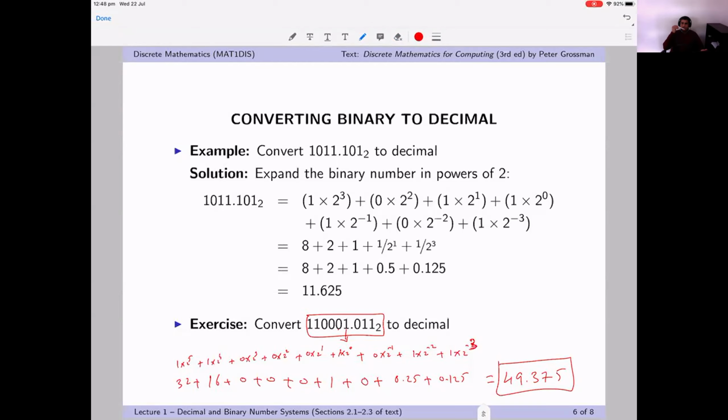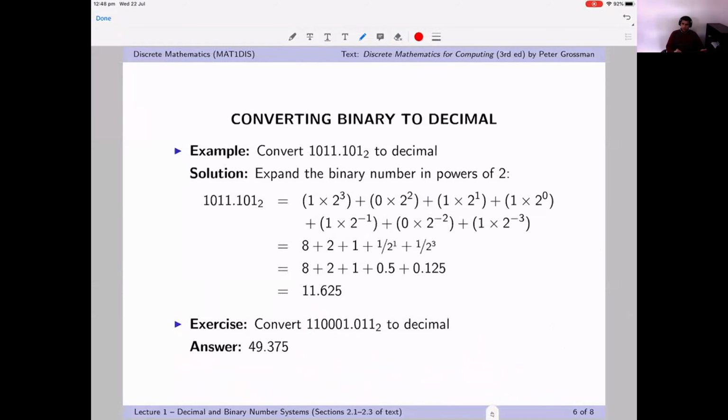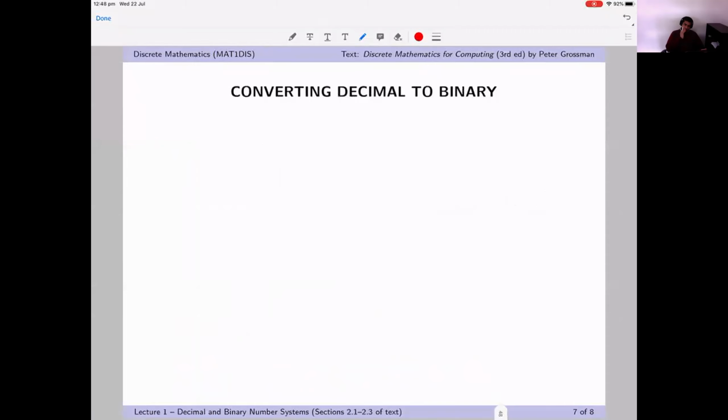Any questions, anyone? Right. Okay, so 49.375 is the answer for this question, and there are similarly many other questions we may ask.